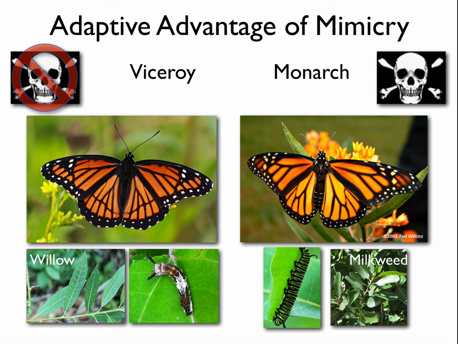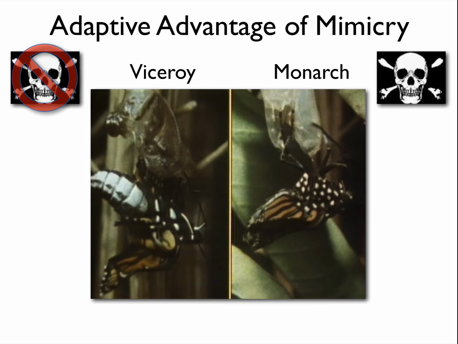But because the viceroy, which is not poisonous, looks like the monarch, well, you know what? It is sharing in those adaptive advantages. This explains it further.